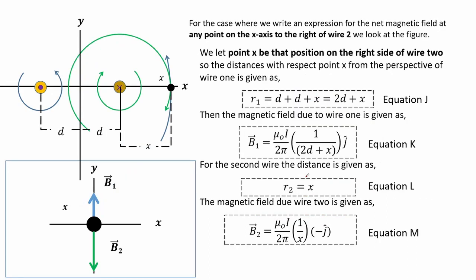For the case where we write an expression for the net magnetic field at any point on the x-axis to the right of wire 2, we look at the figure. We let point x be that position on the right side of wire 2, so the distance with respect to point x from the perspective of wire 1 is given as equation J. Then the magnetic field due to wire 1 is given as equation K. For the second wire, the distance is given as equation L. The magnetic field due to wire 2 is given as equation M.